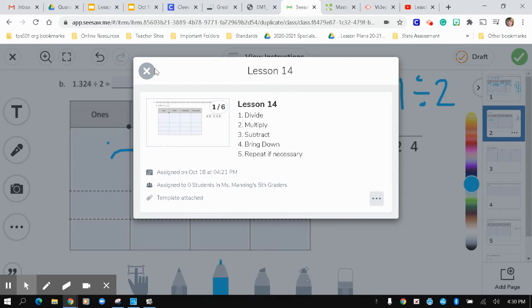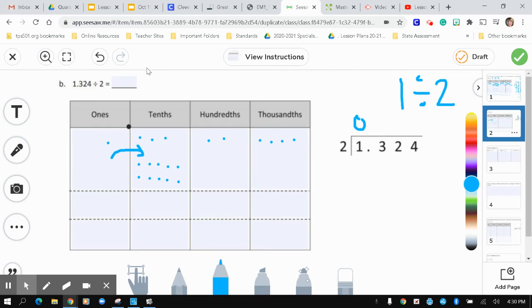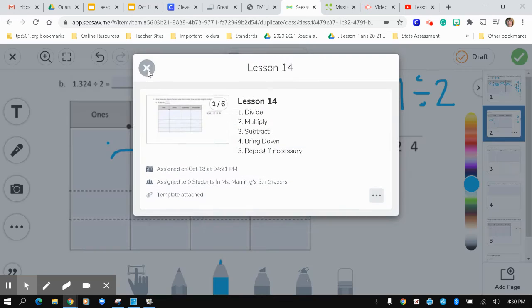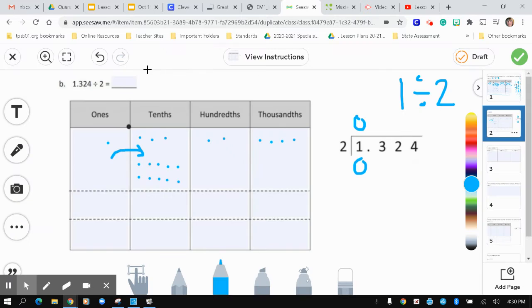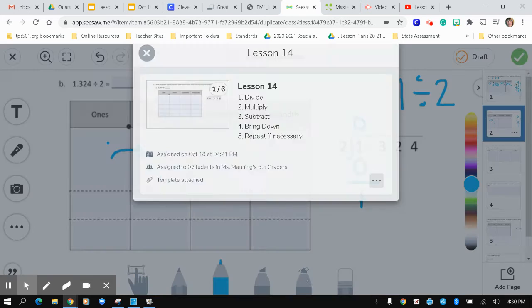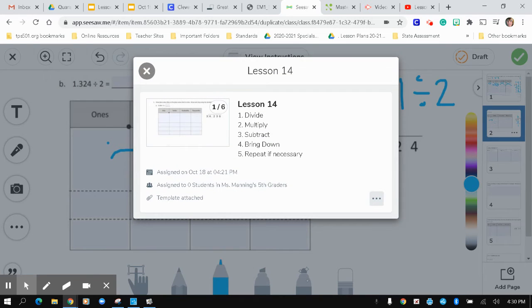So step 2, it says to multiply. So we have our partial quotient 0 and our divisor 2. That's what we're going to multiply. 0 times 2 is 0. Now we're at step 3, which is to subtract. So I would subtract 1 minus 0, which is 1. And then we're at step 4, which is to bring down.